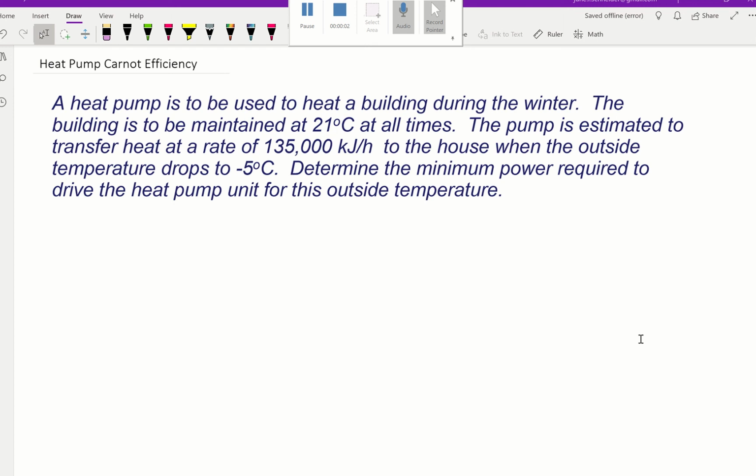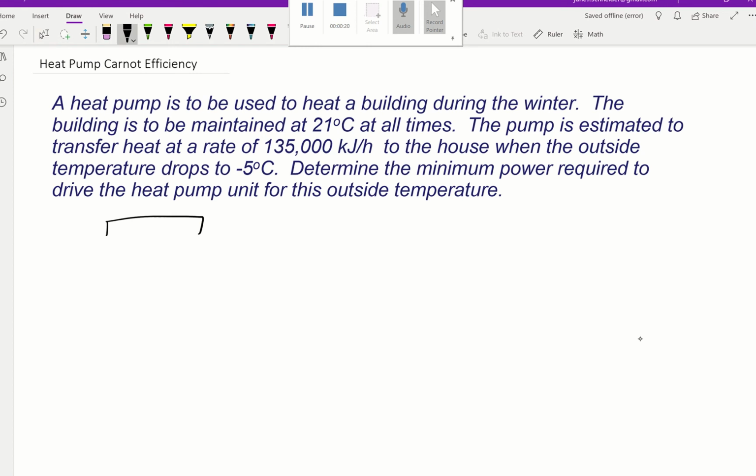Hello, this is an example for heat pump Carnot efficiency. And we know when we talk about Carnot, that's the most ideal situation where we're going to get maximum efficiency. So, a quick recap on the Carnot efficiency.